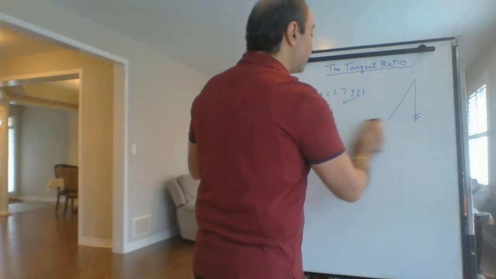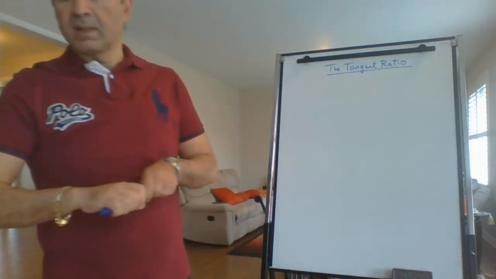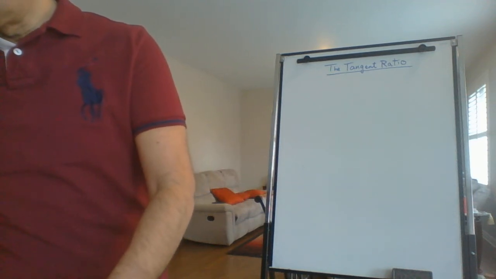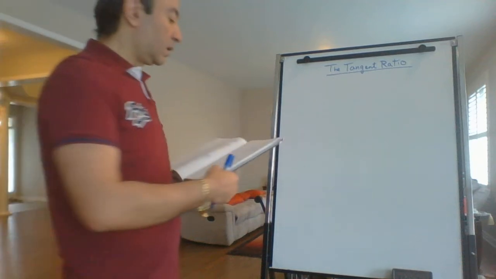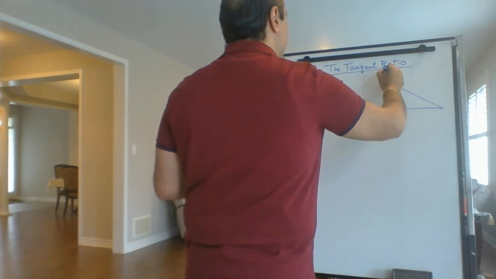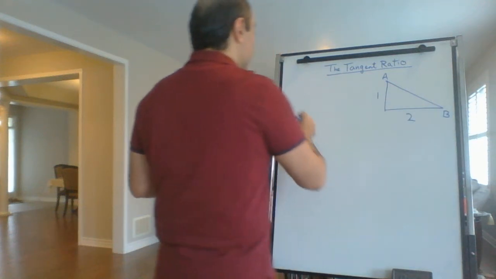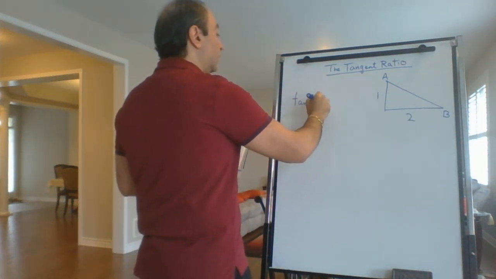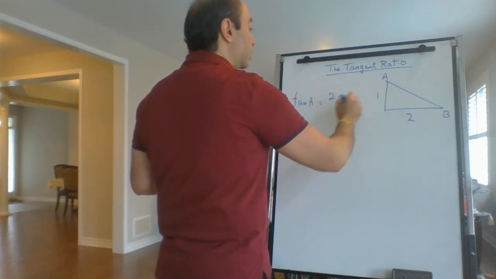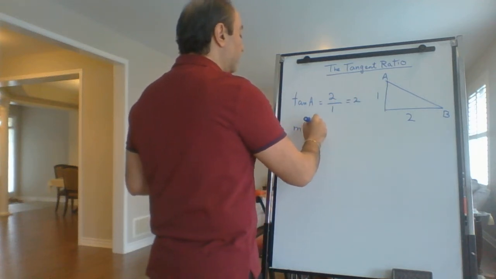Okay, now how can we benefit? If we find the tan, this can help us find the angle. So for example, let us say I have this triangle, angle A, and this side is 2, and this side is 1, and this is angle B. So I know that tan A equals the opposite to A, which is 2, over the adjacent to A, which is 1, which is 2. Now I need to find the measurement of angle A.